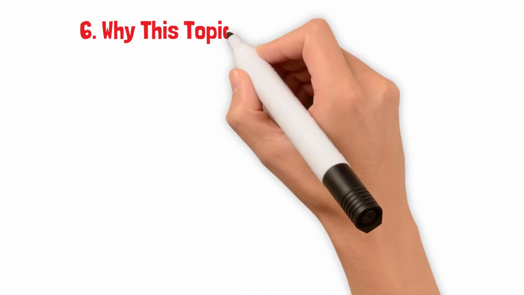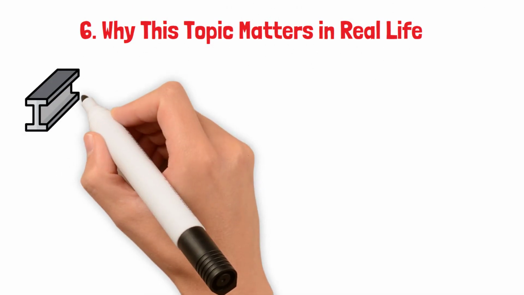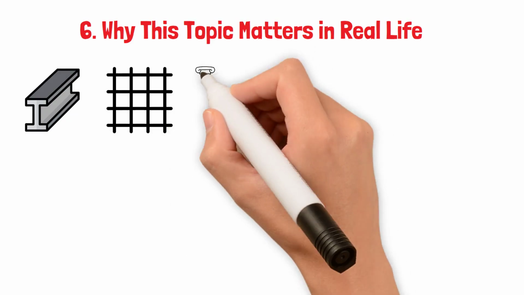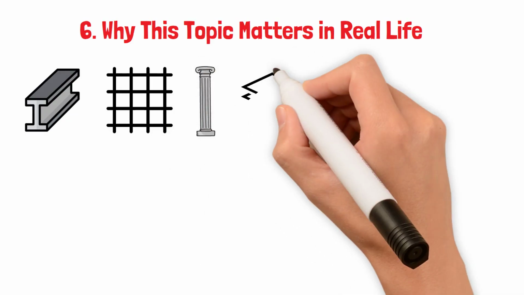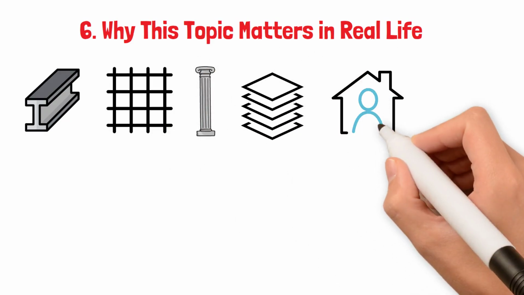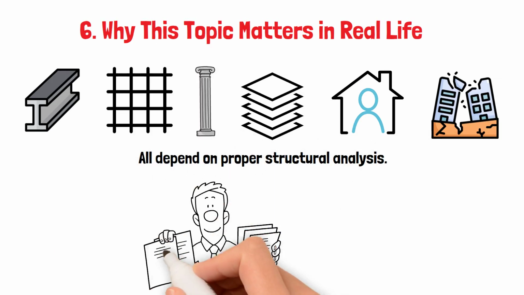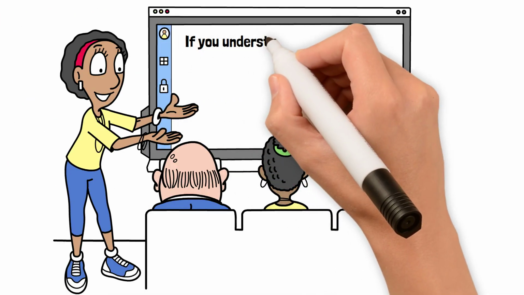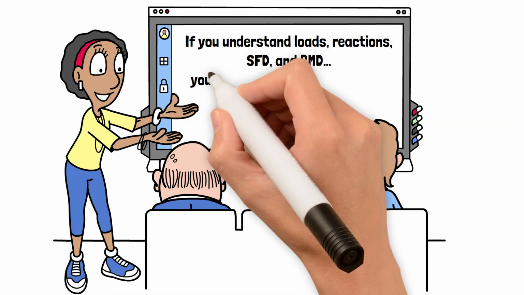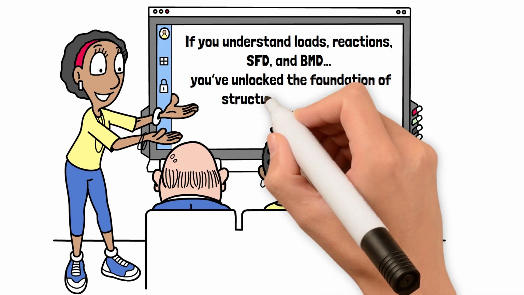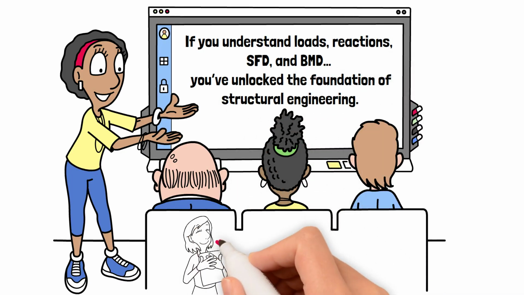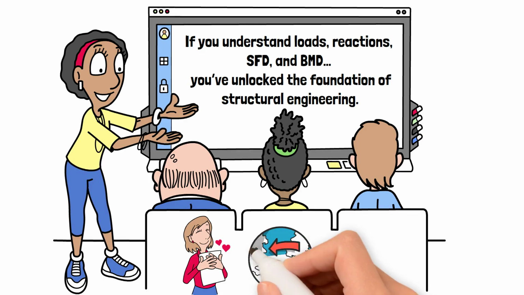6. Why this topic matters in real life. Beam thickness, reinforcement amount, column size, slab depth. Safety of multi-story buildings, earthquake resistance, all depend on proper structural analysis. It's not theory, it's life safety engineering. If you understand loads, reactions, SFD, and BMD, you've unlocked the foundation of structural engineering. This is the chapter every exam paper loves and every real-world engineer depends on.